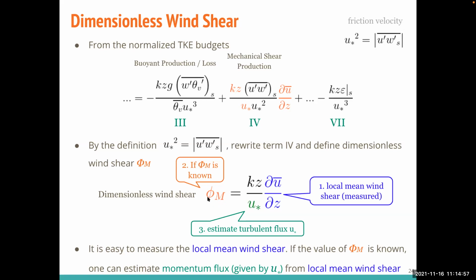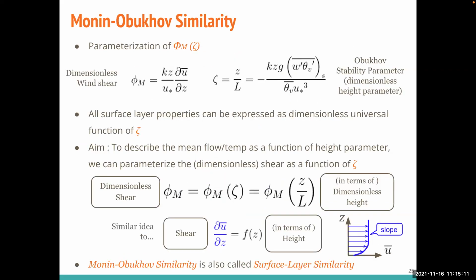So if we have a universal profile that applies in different situations, we can make use of this equation and guess the constants in here. Okay, so that's the whole idea behind this. Repeating the things, we have the dimensionless shear, and then we have the Obukhov stability parameter. This is coming from term 3. This is coming from term 4.